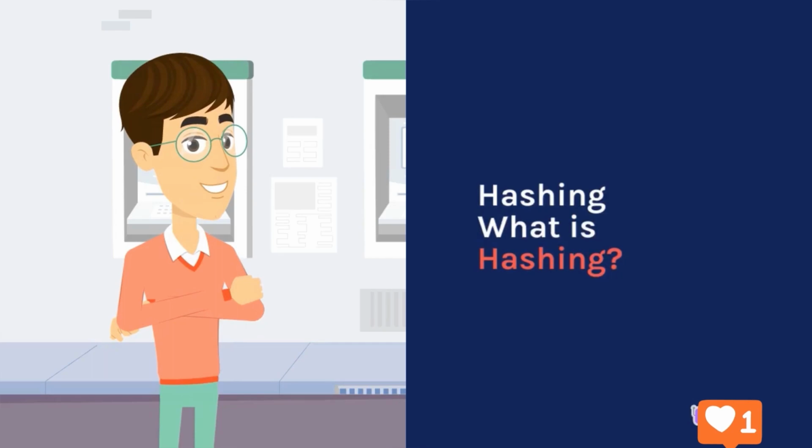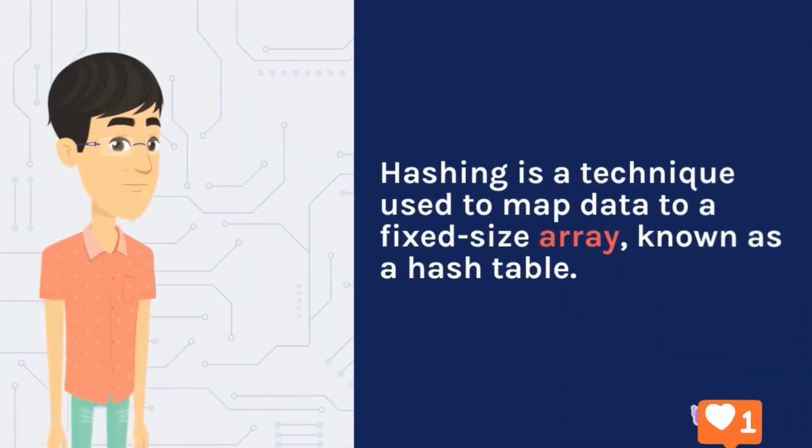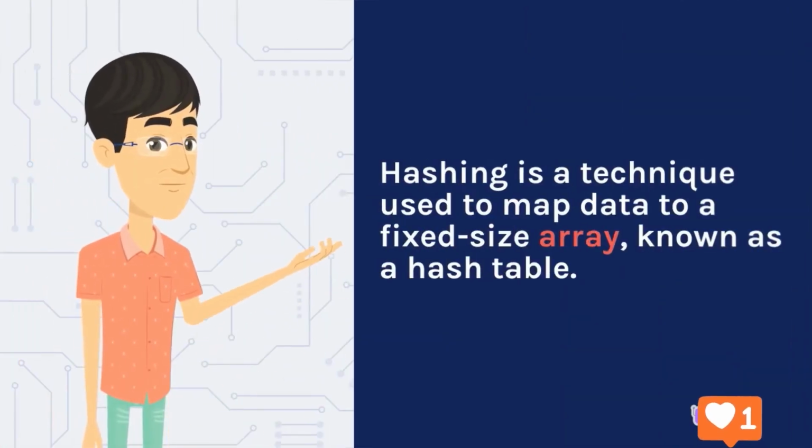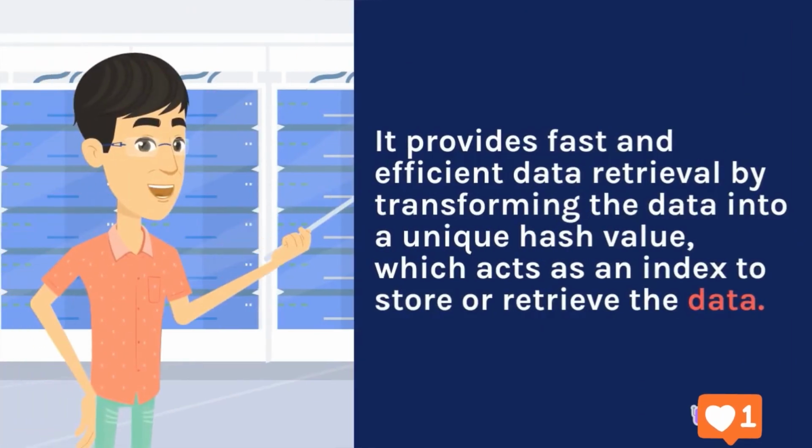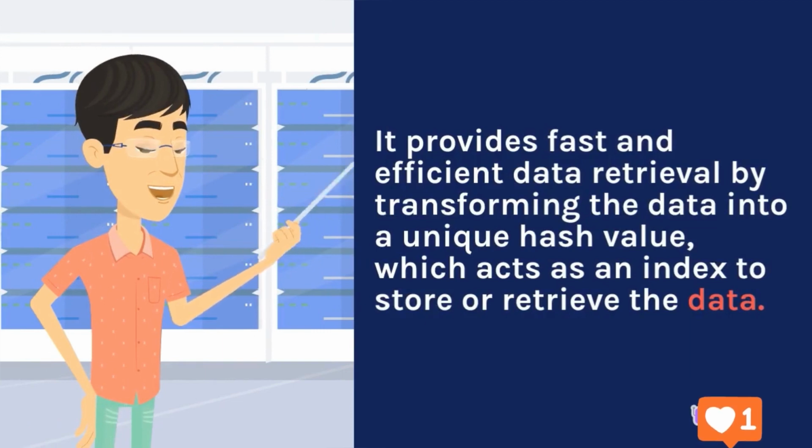Hashing. What is hashing? Hashing is a technique used to map data to a fixed size array, known as a hash table. It provides fast and efficient data retrieval by transforming the data into a unique hash value, which acts as an index to store or retrieve the data.